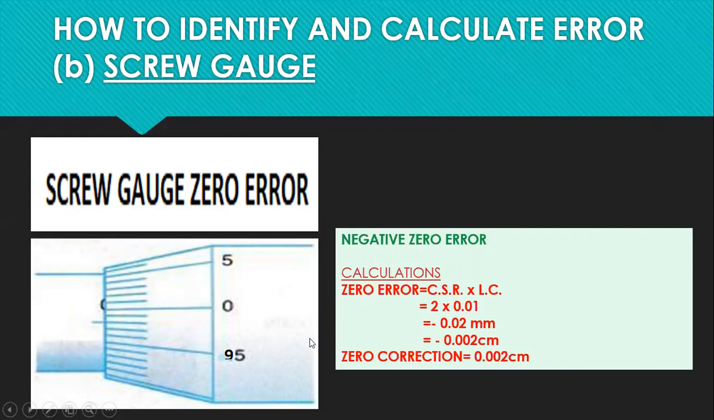2 multiplied by least count, 0.01. So it's 0.02 millimeter. Since this is the negative error, you will use a negative sign, and the correction applied will be positive. We are going to add this value to the final reading.